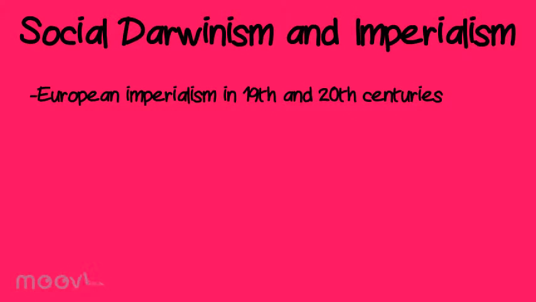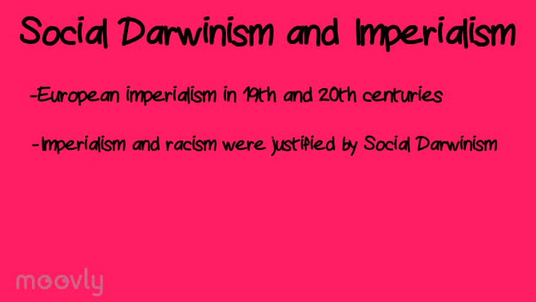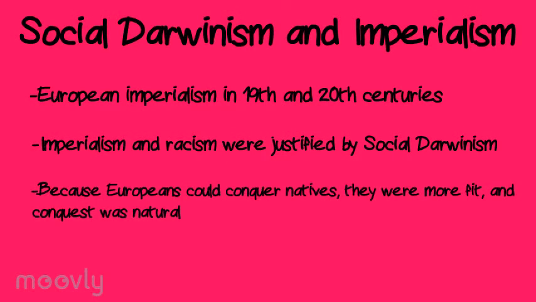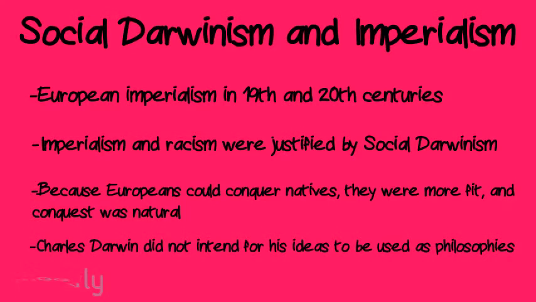However, Darwin also had impacts outside of science. In the late 19th and early 20th century, Europe, especially Britain, controlled vast amounts of territory around the globe and dominated conquered people. Philosophers such as Herbert Spencer justified imperialism and racism by using social Darwinism. Theoretically, conquest was normal because Europeans could conquer natives, which made them more fit and naturally selected. However, Charles Darwin did not actually intend for his ideas to be used as philosophies. They were simply twisted and taken by others.